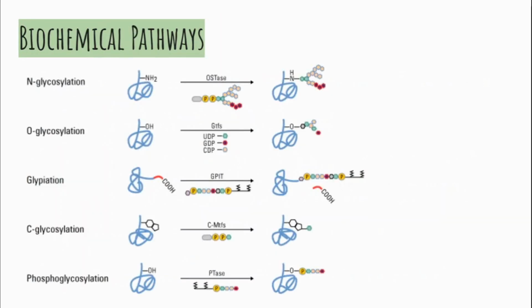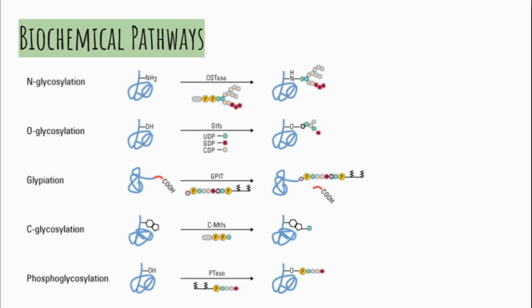On this slide, you can see the biochemical pathways for each of the processes I just told you about. Each one has a unique protein that allows it to happen. N-glycosylation, being the most common, is probably the most important for you to understand and recognize. The protein that allows this to happen is OST-ACE.